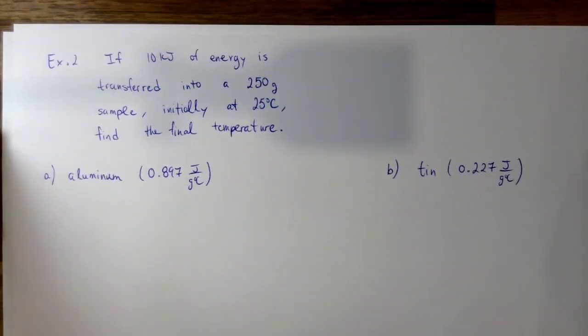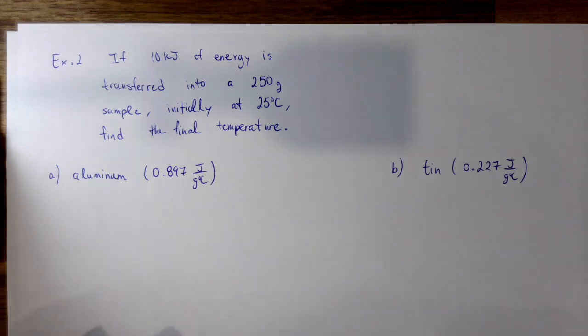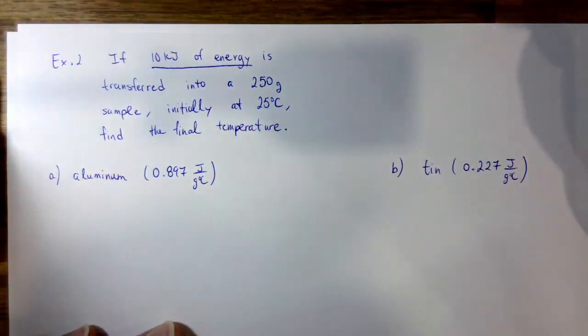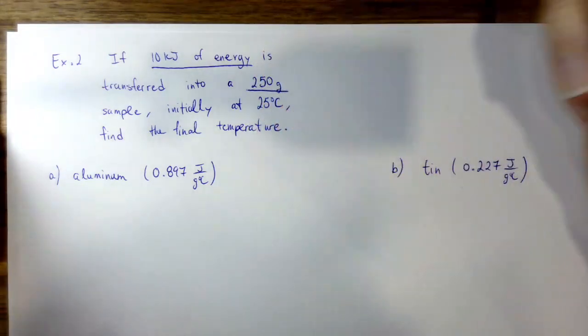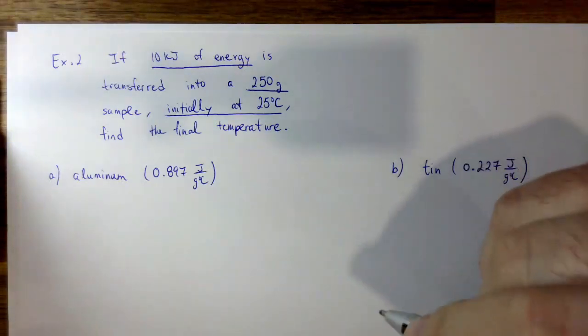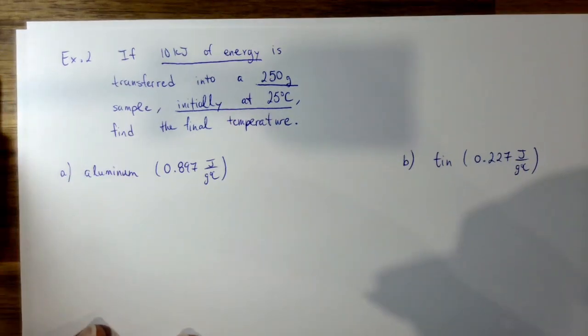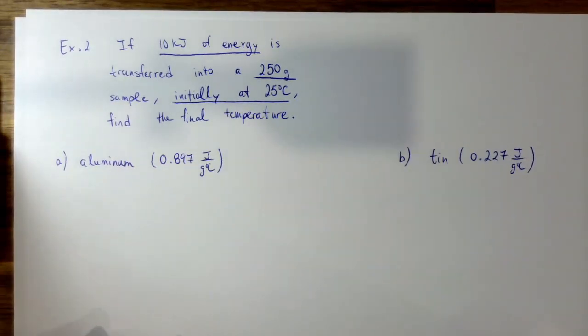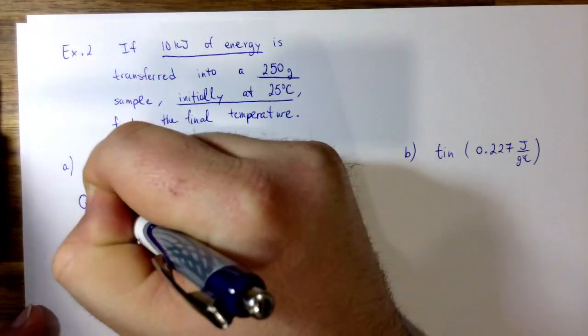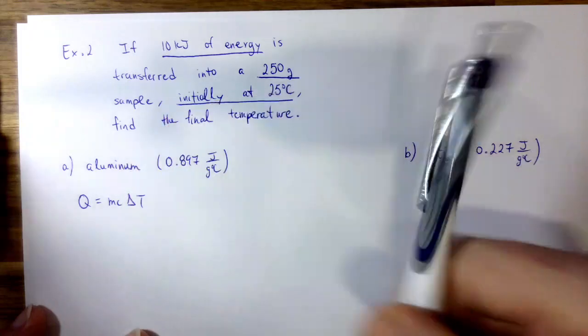Alright, similar question, just looking at it from a different perspective. So this time they're saying 10 kilojoules of energy is transferred into a 250 gram sample, initially at 25 degrees Celsius. Find the final temperature. Okay, there are two ways we can do this. In terms of the algebra, I'll show you both. So we start off with Q equals mc delta T.